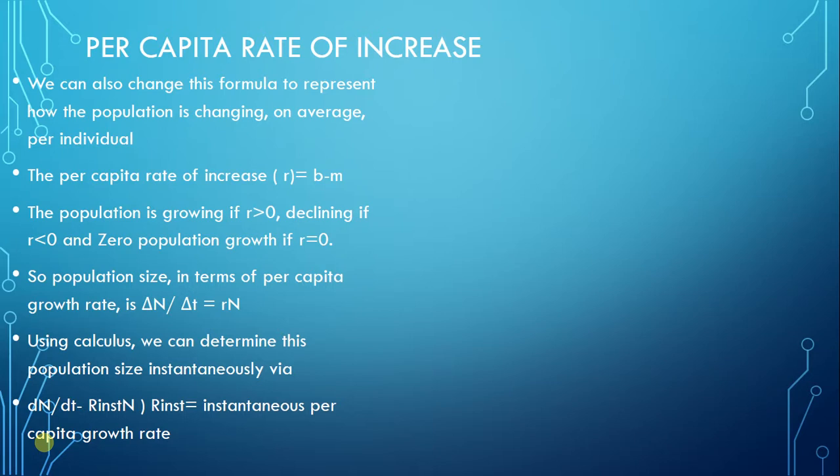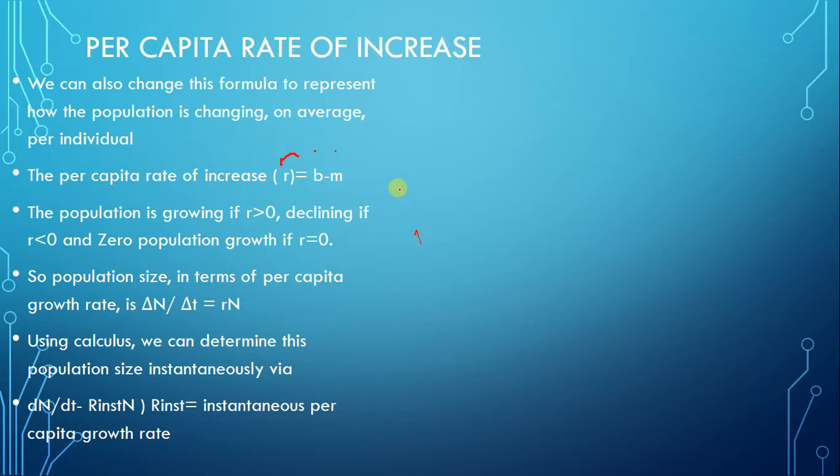So the per capita rate of increase is what we're going to say is R. R is going to represent our per capita birth rate minus our per capita death rate. So if R is positive, that means on average we can expect the population to grow. If R is negative, we expect the population to shrink. If R is 0, it stays the same.